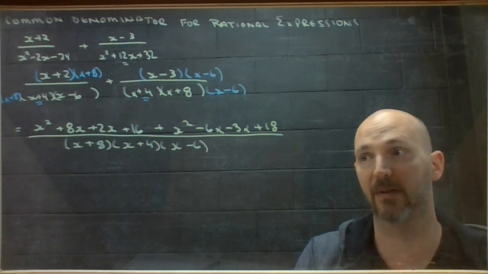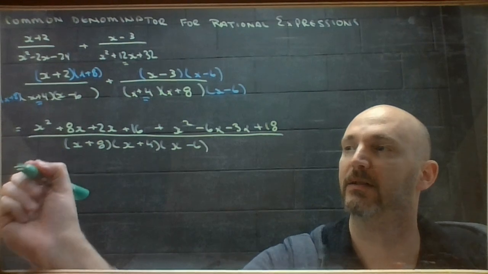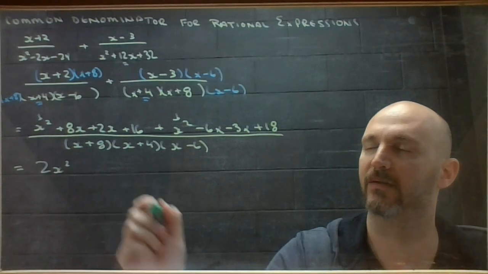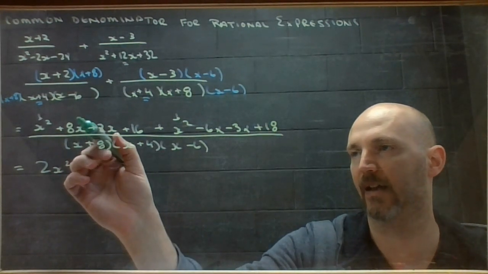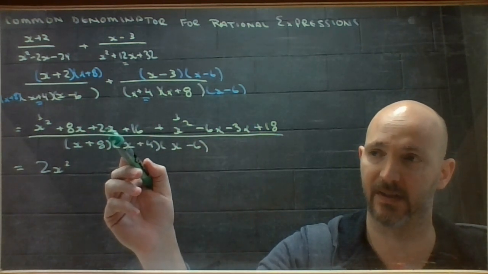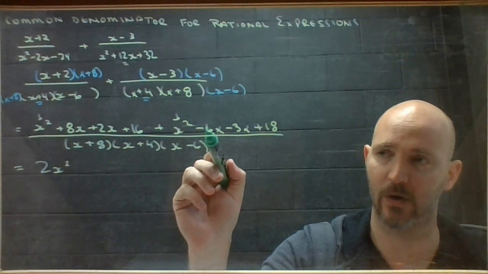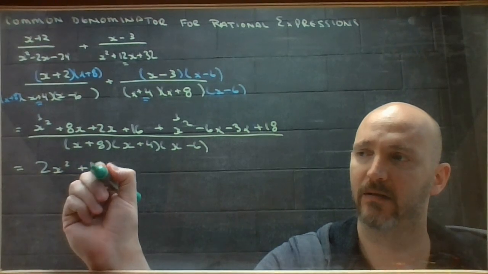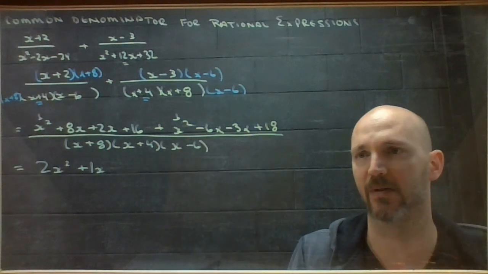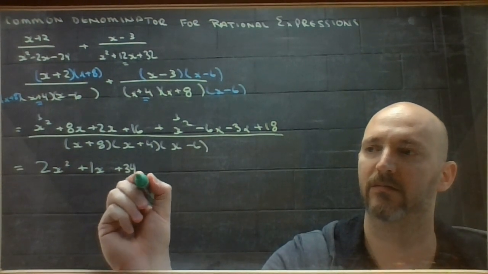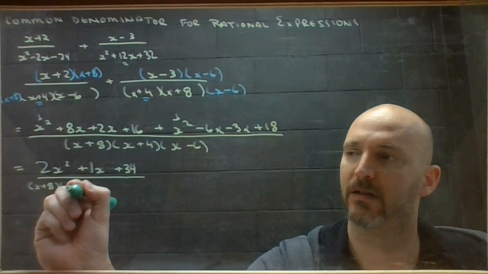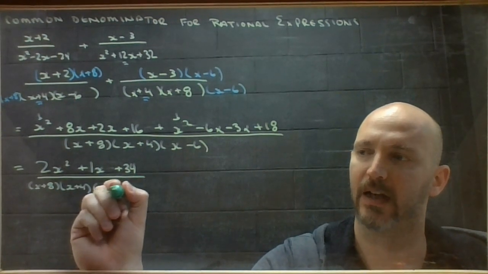All right, so just gathering like terms and then we're done. X squared here and x squared here gives me 2x squareds. There's an 8x here, 2x, negative 6x, negative 3x. So 8 and 2 is 10. 10 minus 6 is 4. 4 minus 3 is 1. I have a 16 and an 18, so those together are 34. All over x plus 8, x plus 4, x minus 6.